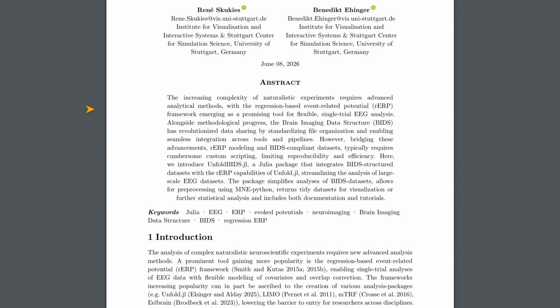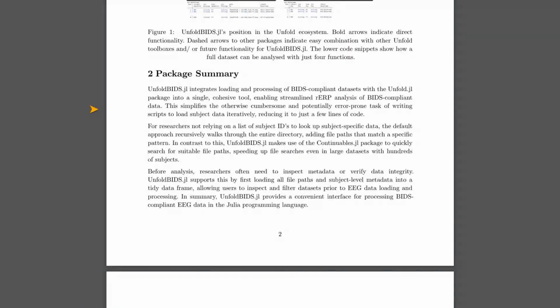Before it even dives into the complex brain signal analysis, UnfoldBIDS.jl first organizes all the information about the data, like which files belong to which participant and what experiments they did, into a super neat and organized table. This makes it really easy for researchers to check the data, filter out anything they don't need, or select specific parts of the data for their analysis.